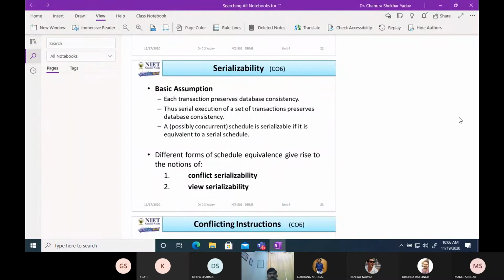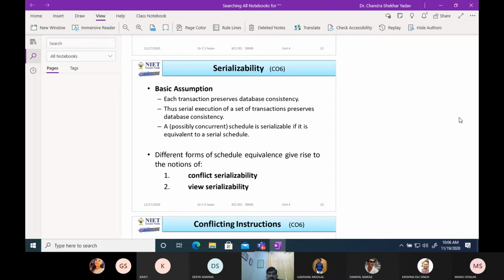Okay, in the last lecture I told you about schedules and then types of schedules. After that, serializability, and then conflicting instructions and non-conflicting instructions. So, a quick recap of those topics. As you all know, schedule means a sequence of instructions of concurrent transactions.